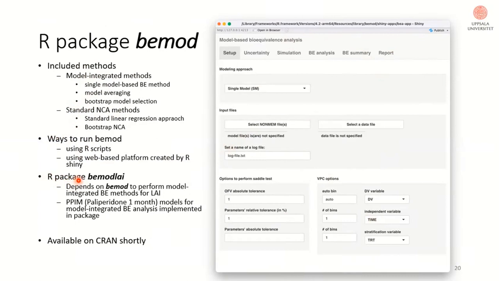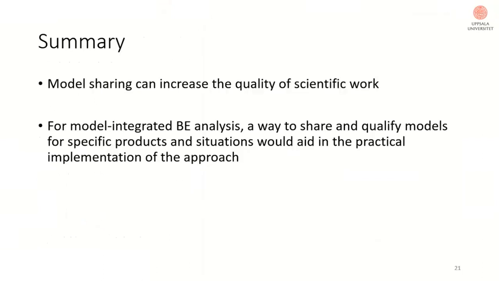We've also developed a package called BE-mod LAI, and that is a long-acting injectable use of BE-mod, where we've implemented the models that we think should be used in the BE analysis for a switch study for paliperidone 1 month. And then those models are implemented and you can use them as you would like in the analysis procedure. So BE-mod will be available shortly on CRAN. We're currently getting approval from the FDA.